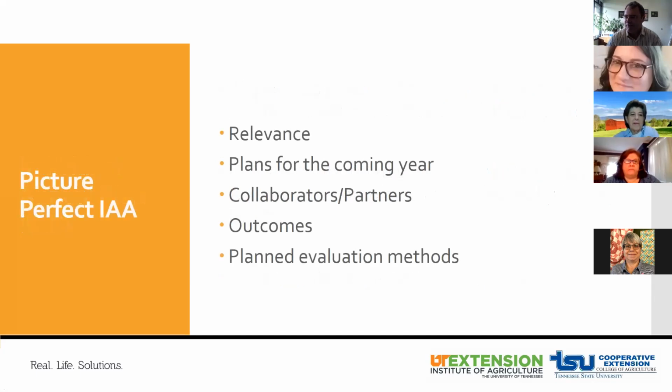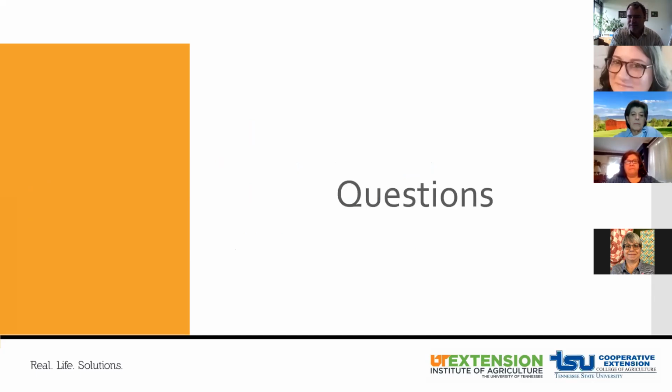So just to review what we've covered here, we've got 5 main sections that we're going to take care of for our IAPs for 2021. We've got the relevance section, plans for the coming year, collaborators and partners, outcomes, and then planned evaluation methods. So I think that's a little more streamlined, should be a little bit more smooth running process. And let me just ask you all, what questions do you have at this point before we go into our live demonstration?